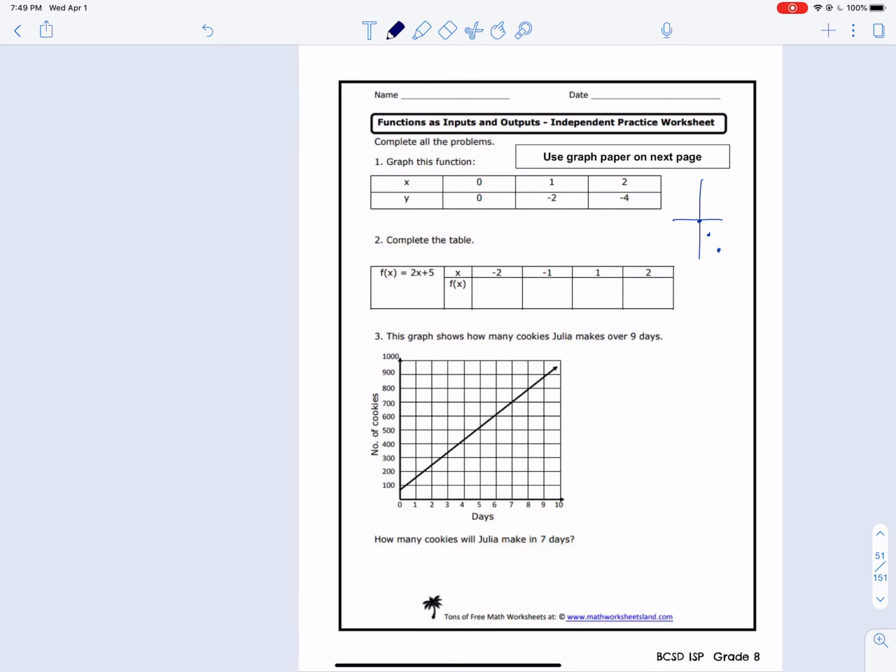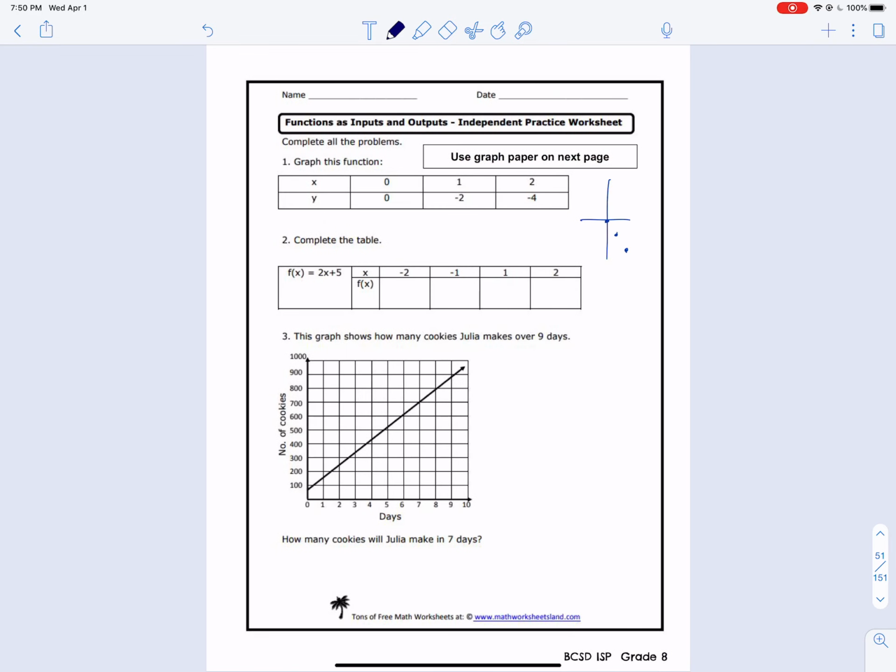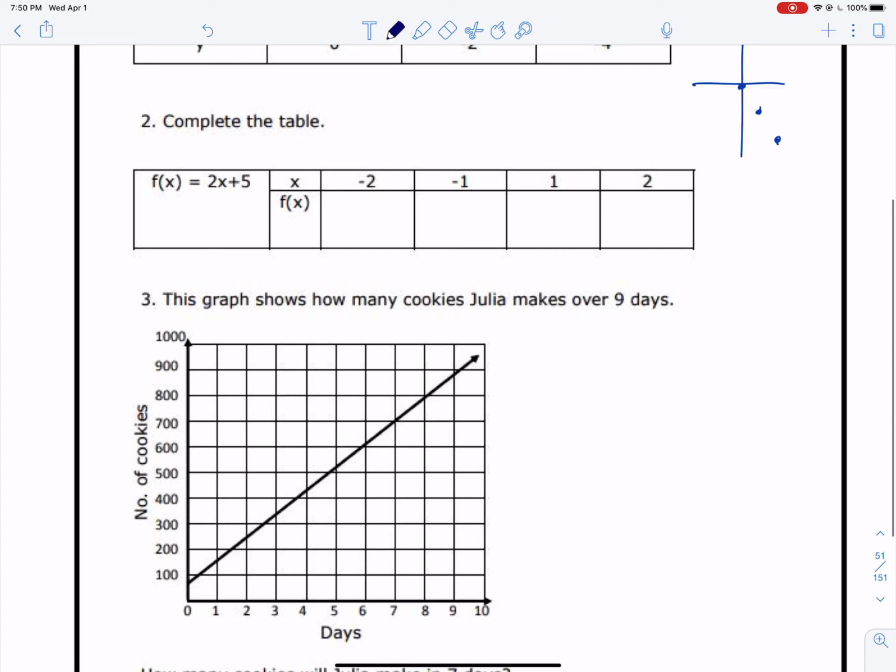So this is kind of what we did right here. So how do we make this table, right? We substituted numbers in for x. So we're going to do the exact same thing, and they give us the numbers for x. So we have negative 2, negative 1, 1, and positive 2. So I'm going to do this the long way.